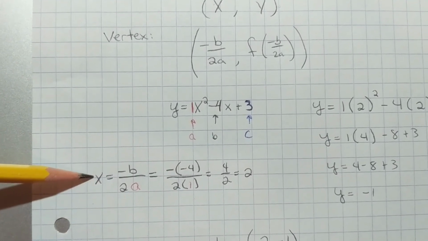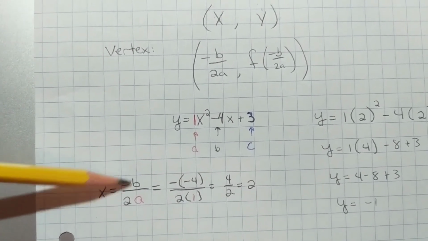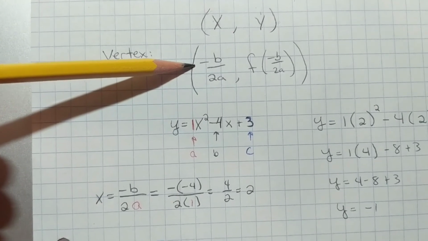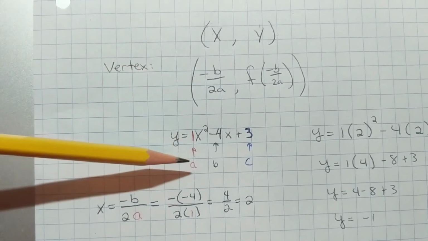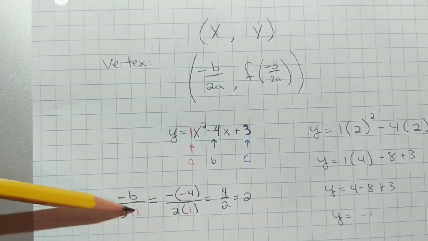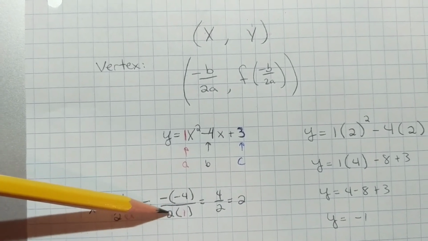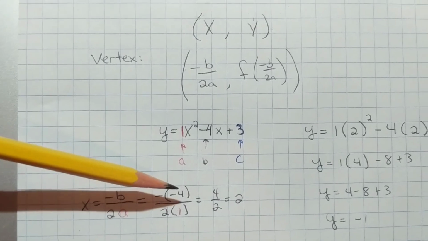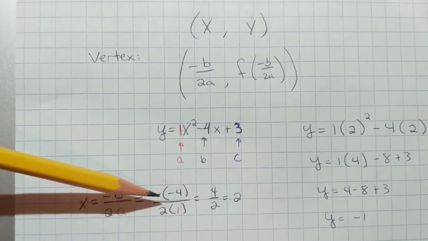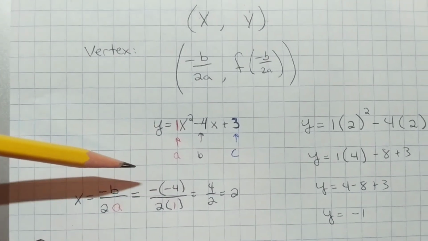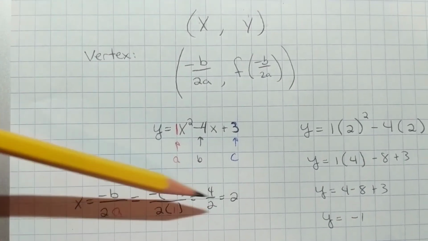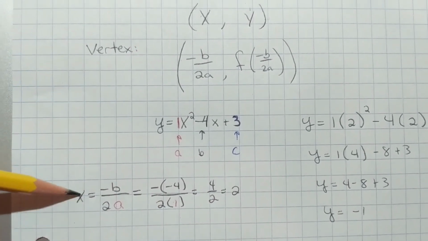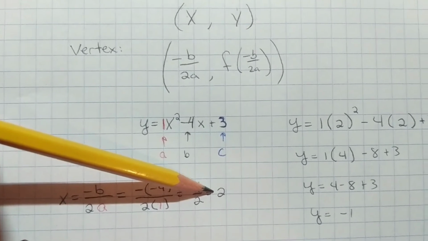So I solve for x. I know x is -b/2a, as it says up here. I'm going to take the a value and plug it in for a, so 2 times a, 2 times 1. Up here, I'm going to plug in the -4 for the b value, so -b, -4. I simplify. 4/2, I get 2. Now I know x is 2.